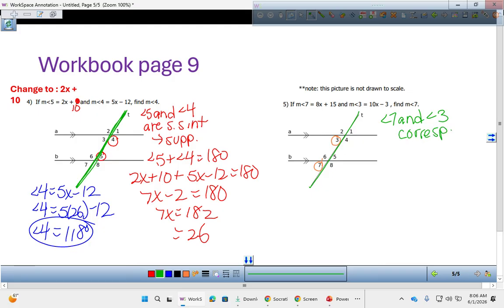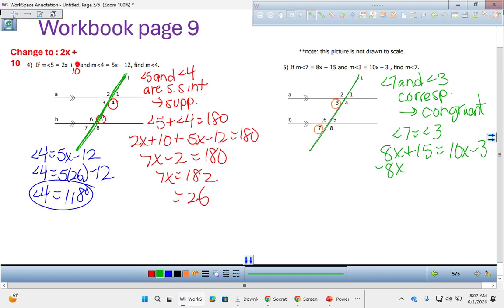If you look at them, angle 7 looks like it's less than 90 degrees, and angle 3 looks less than 90 degrees, meaning that they probably are equal to each other. Corresponding angles are congruent. Congruent is a fancy word for equal to each other. So angle 7 is equal to angle 3. I'm going to take angle 7's equation and set it equal to angle 3's equation.